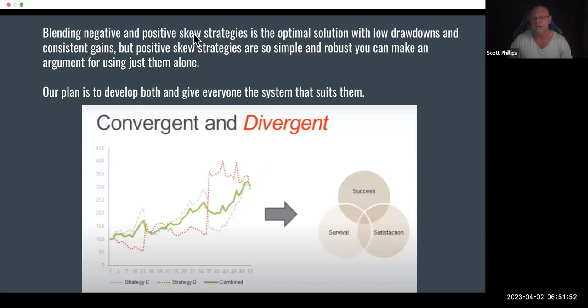And so blending negative and positive skew strategies is the optimal solution for low drawdowns and consistent gains. But positive skew strategies are so simple and so robust and so hard to fuck up. That's why we started with them.